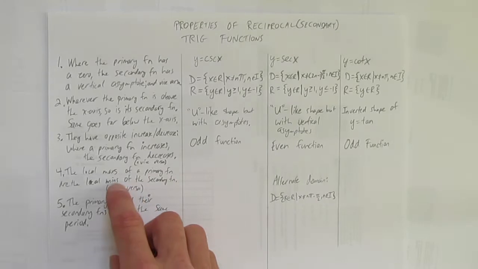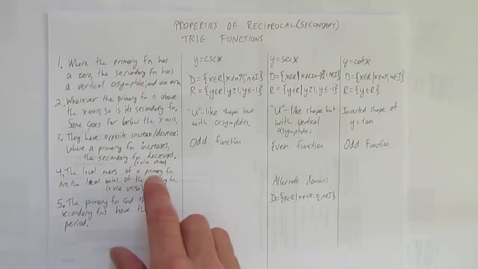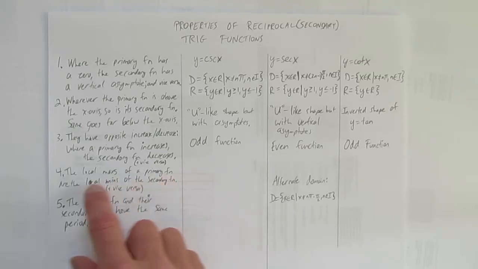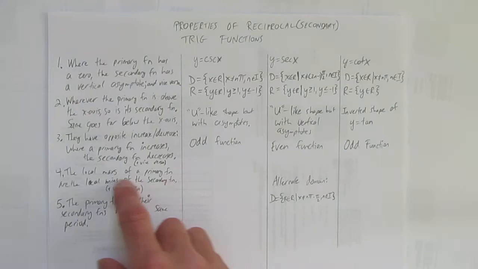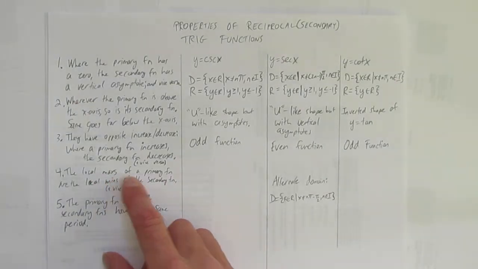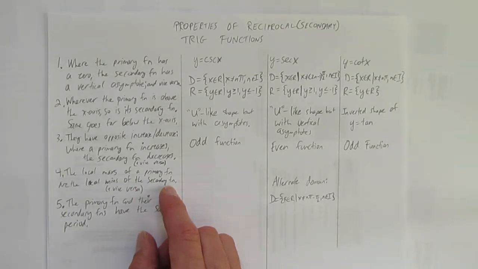They also have opposite local maxes and local mins. Wherever there's a local max on a primary function, that'll be the local min of its secondary function, and vice versa. Wherever there's a local min on a primary function, that'll be a local max of the secondary function.